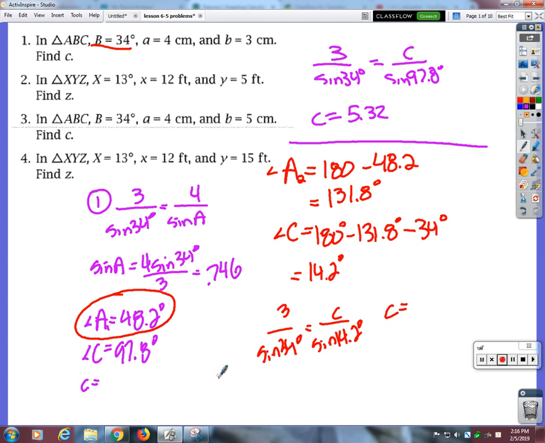Is what? Close the parentheses over sine 34. Yeah. Okay, what'd you get for that? Okay, tell me when you get it, all right?